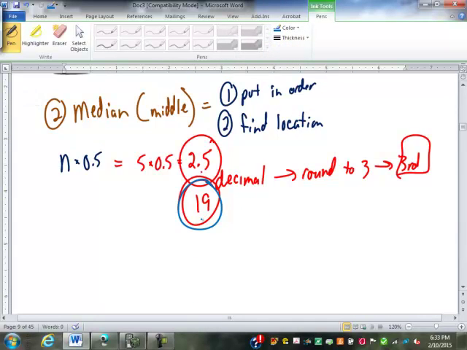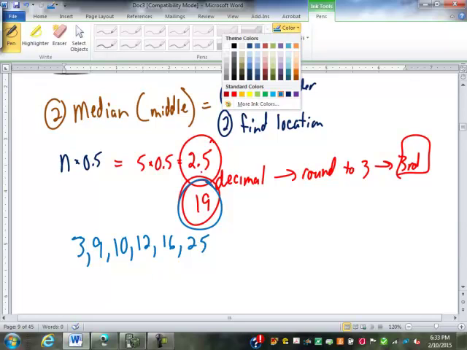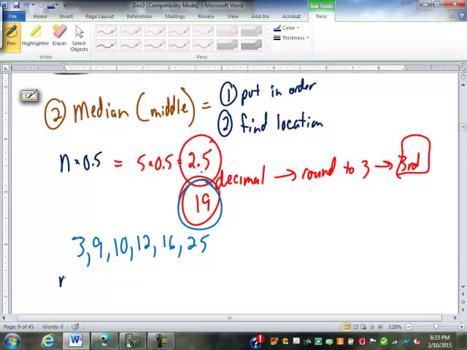Let's say that wasn't a decimal, if n equaled something other than 5. So I'm going to give you another list here. Let's say we have 3, 9. Again, I'm going to put them in order. So here's a list. What's n equal in this list? 1, 2, 3, 4, 5, 6. So n equals 6. So how do we find the location of the median?